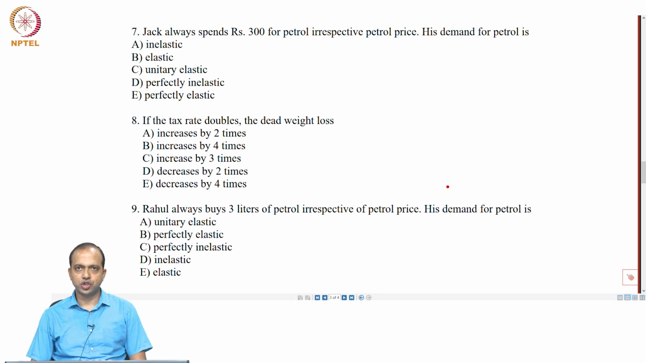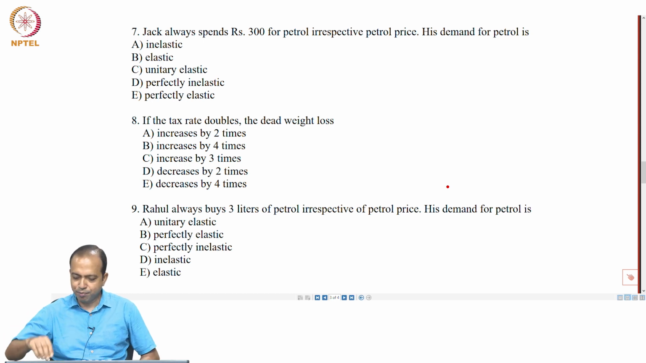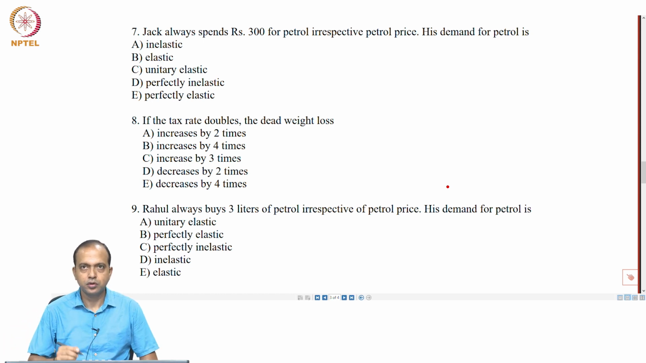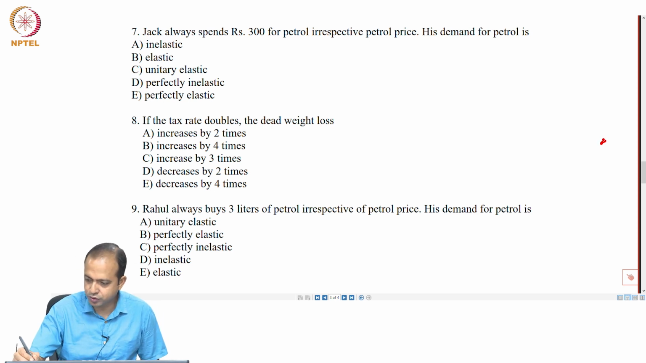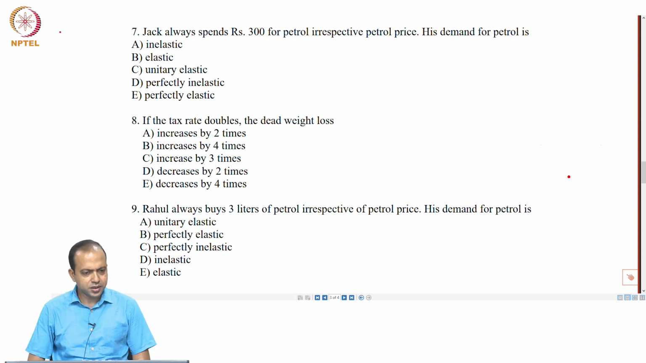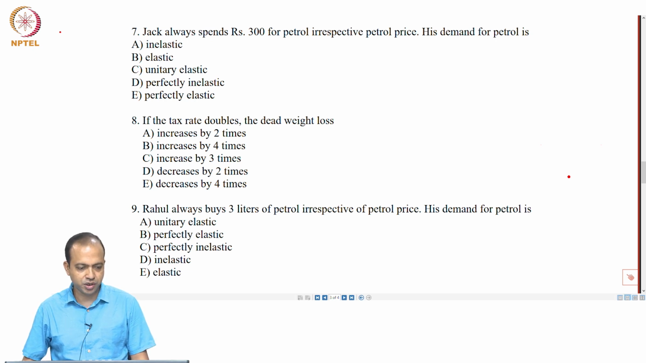Welcome to our discussion on principles of economics, and we were discussing some important applications of the principles of economics to solve several problems. We discussed the last problem, problem number 7, where we said that Jack always spends 300 rupees for petrol irrespective of petrol price. His demand for petrol is inelastic, elastic, unitary elastic, perfectly inelastic, or perfectly elastic.